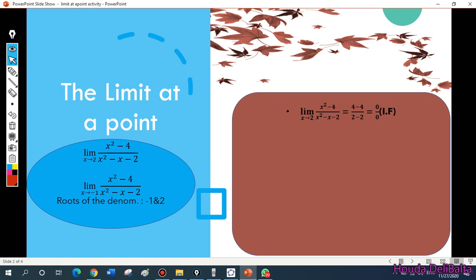And that's a clue that 2 is a root for the numerator and it is a root for the denominator. That's why we are getting 0 over 0, which is the indeterminate form. So we have to fix this. We have to get rid of the indeterminate form, so we have to factorize. x squared minus 4 is definitely x minus 2 times x plus 2.